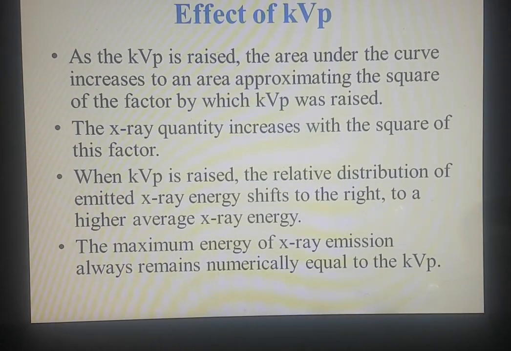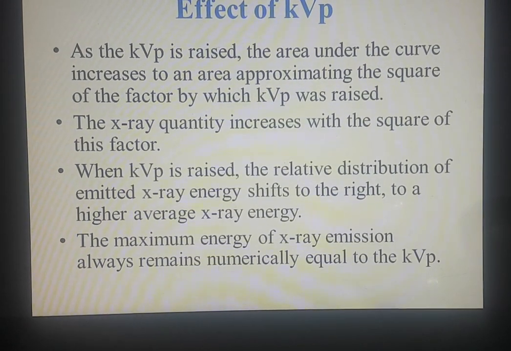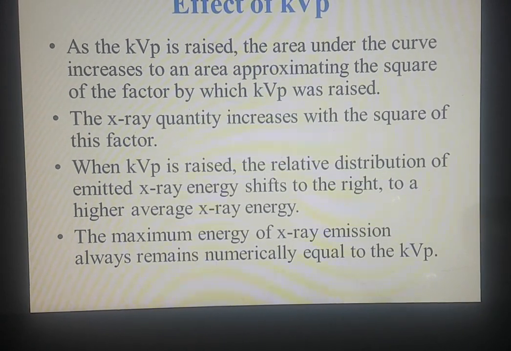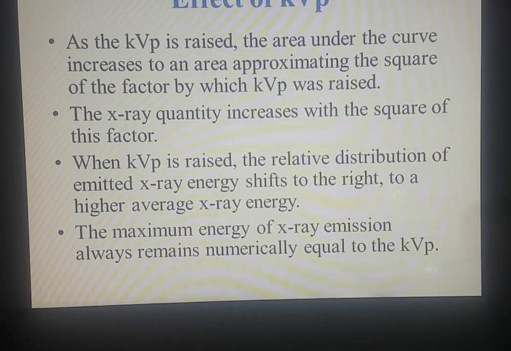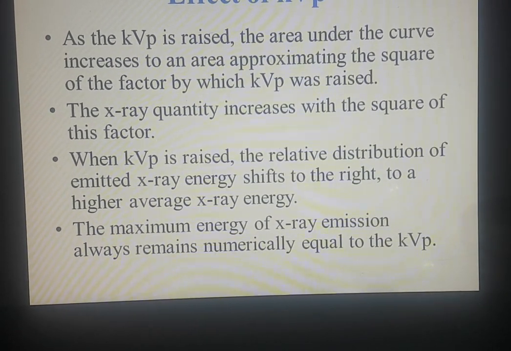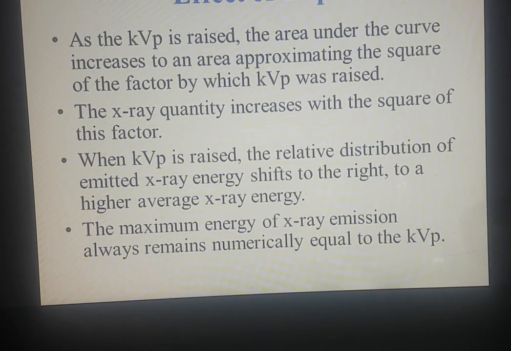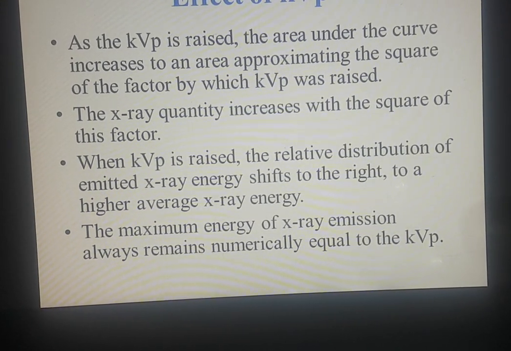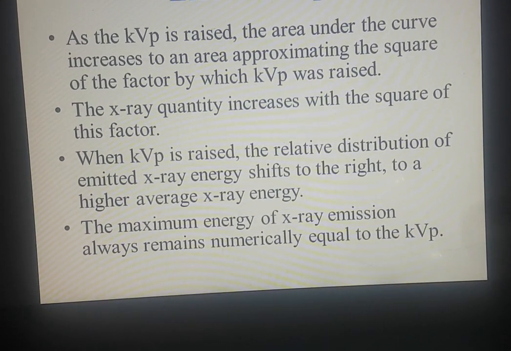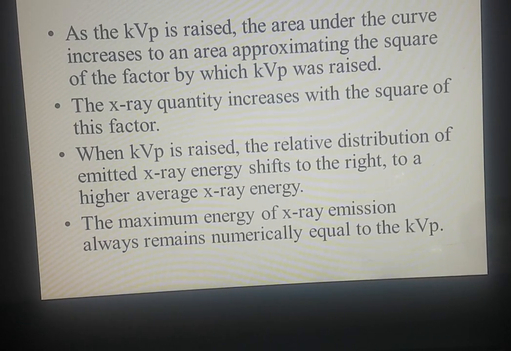And when the KVP is raised, the relative distribution of emitted X-ray energy shifts to the right, to a higher average X-ray energy. So the important thing to remember is that when KVP is raised, it affects both the amplitude, which is the area under the curve, and the position of the X-ray emission spectrum. The area gets doubled by increasing the KVP, while the relative position of the curve on the energy axis shifts towards the right, the high energy side.